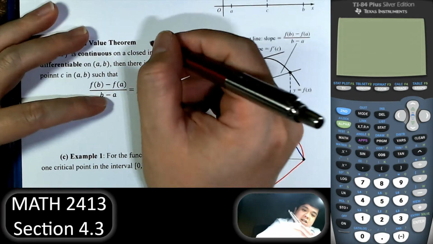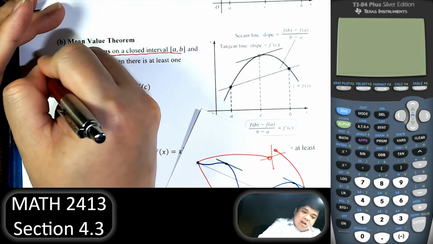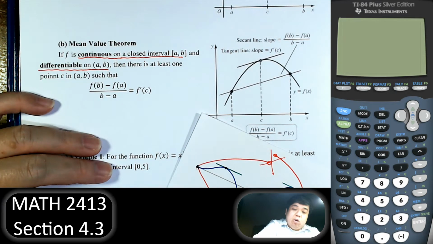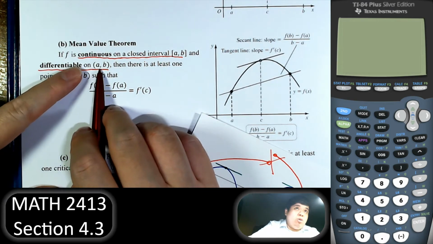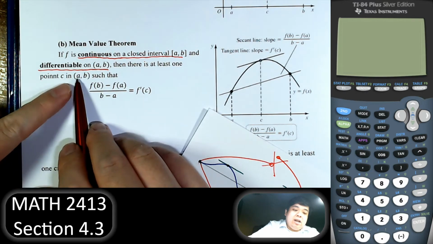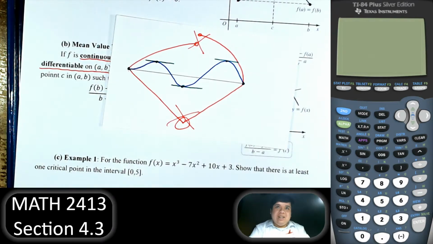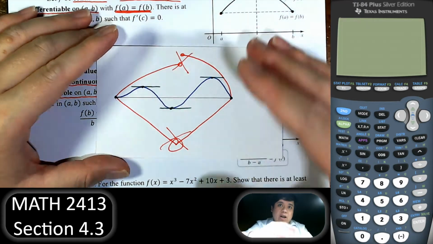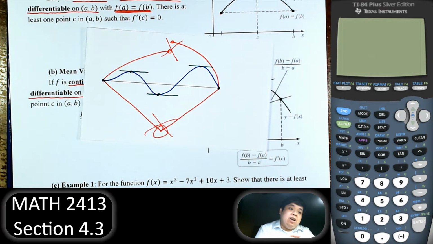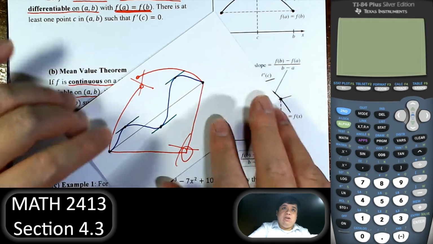It says that if the function is continuous on the closed interval and differentiable on the open interval, so the endpoint for differentiable is not really important. And it says that there is at least one point c such that the equation holds. So what does that mean? This is a special case when Rolle's theorem went on the same level. Now, the mean value theorem doesn't have to be on the same level.